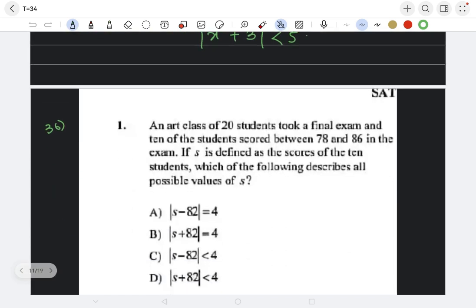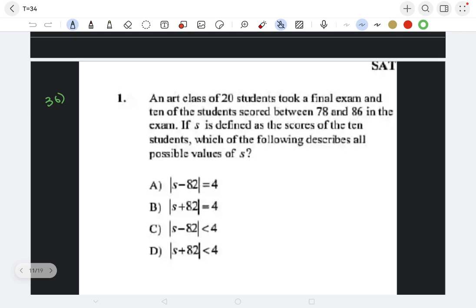In a class of 20 students who took a final exam, 10 of the students scored between 78 and 86 in the exam. If S is defined as the scores of the 10 students, which of the following describes all the possible values of S? Between 78 and 86. Which property are they talking about? They are talking about less than. Now you can understand how they can judge you, how they can give you questions. So you need to understand the mechanism of this property.